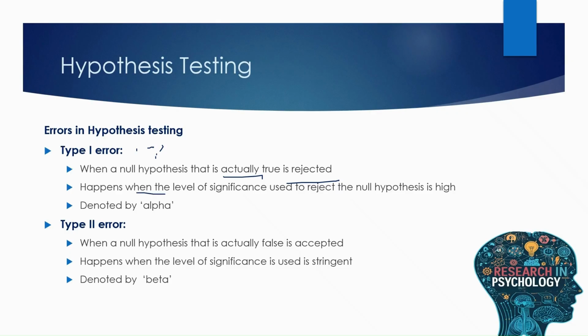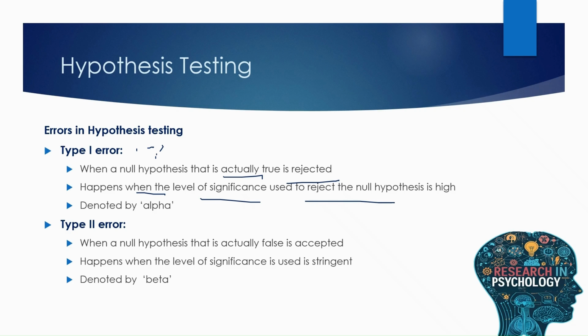This happens when the level of significance used to reject the null hypothesis is high. If you are using a high level of significance, like we said 0.01 or 0.05, if you are using a higher level, there is a chance that you end up having a type 1 error, where you are actually rejecting a null hypothesis which is actually true.